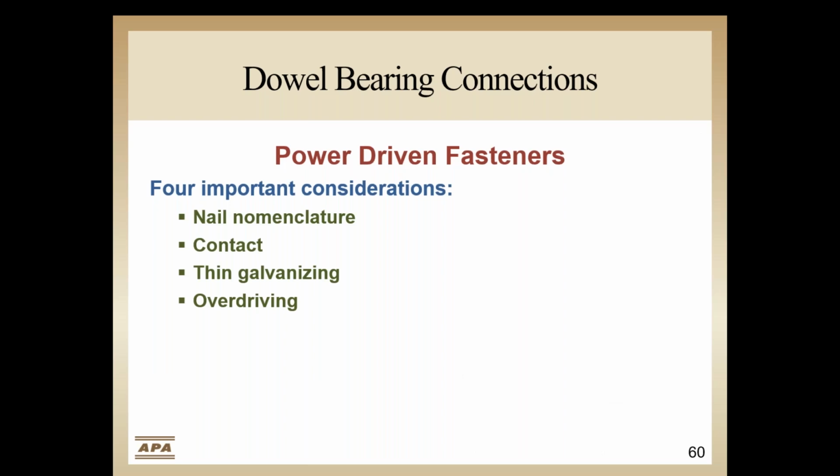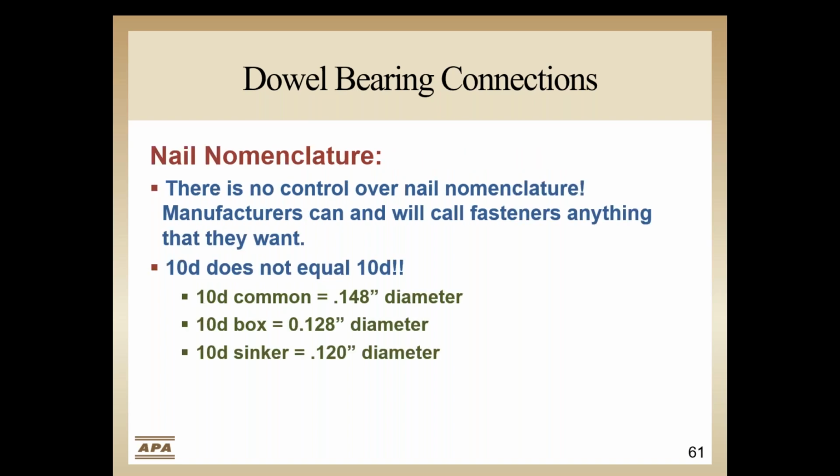Power driving fasteners are not new and have their own unique concerns that we will discuss, including nail nomenclature, contact or clamping of materials, thin galvanizing, and overdriving. Let's start with nail nomenclature. Unfortunately, there is no standard name, size, metal, or otherwise for nails. System manufacturers have their own tables, etc., which vary amongst manufacturers. Even looking at a 10D nail, we have common, box, sinkers, each with their own diameter.